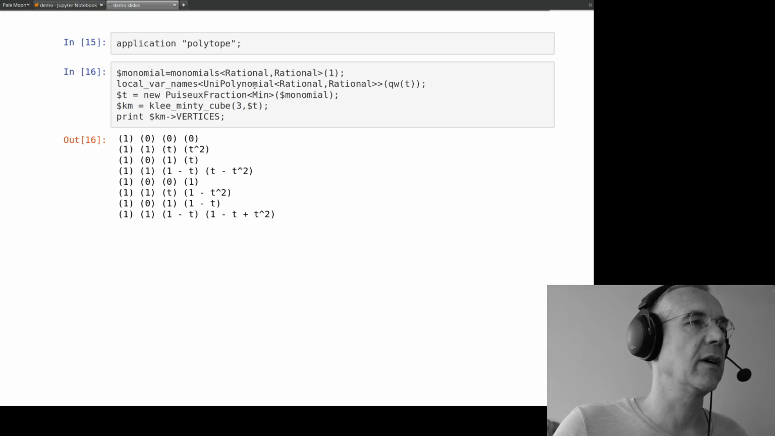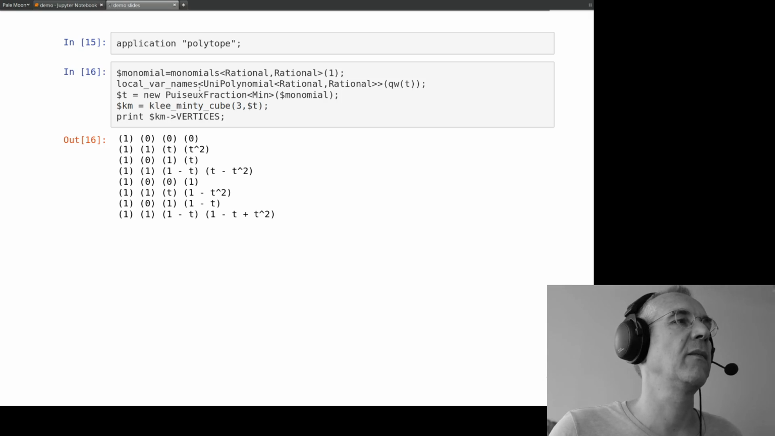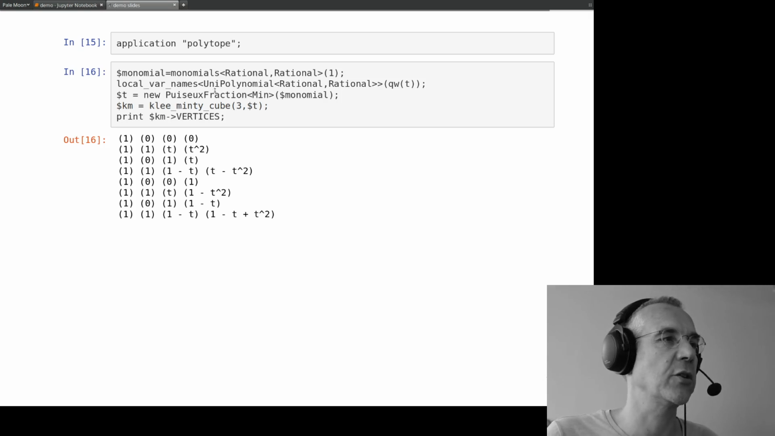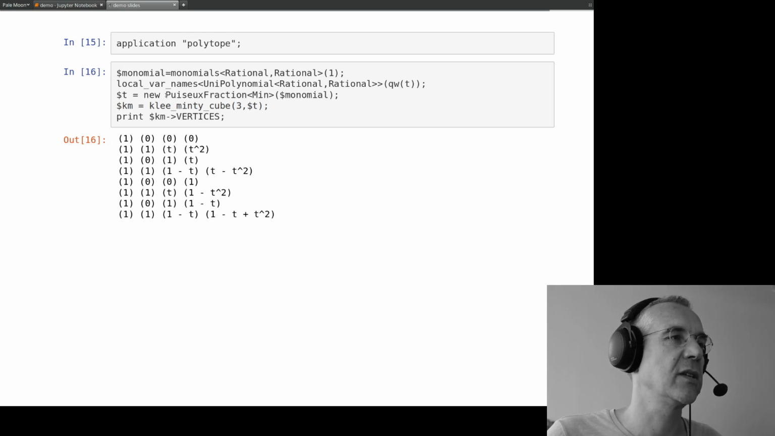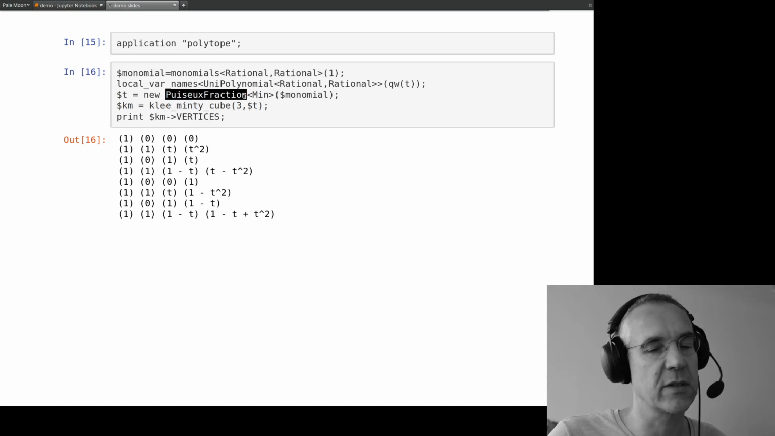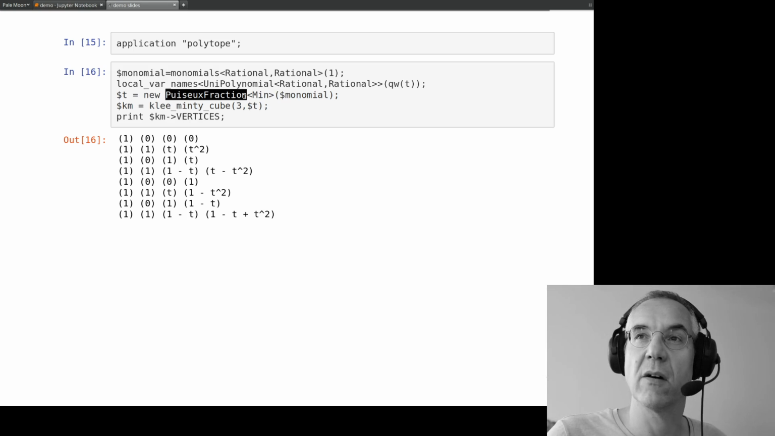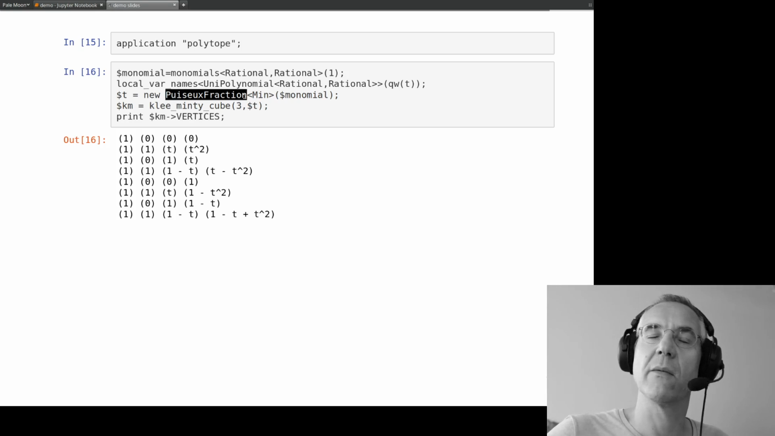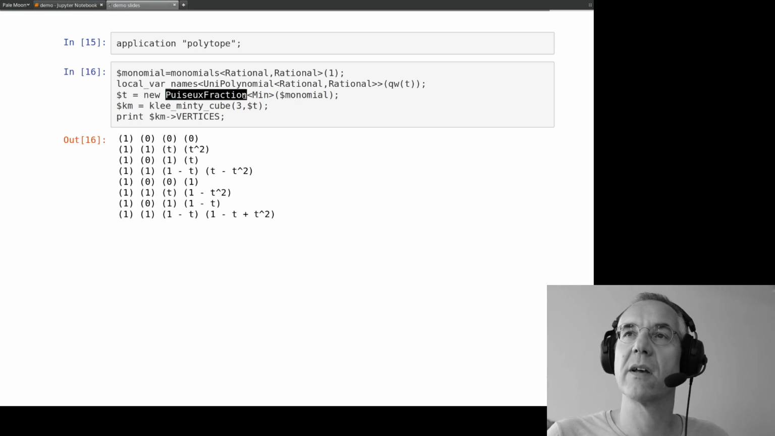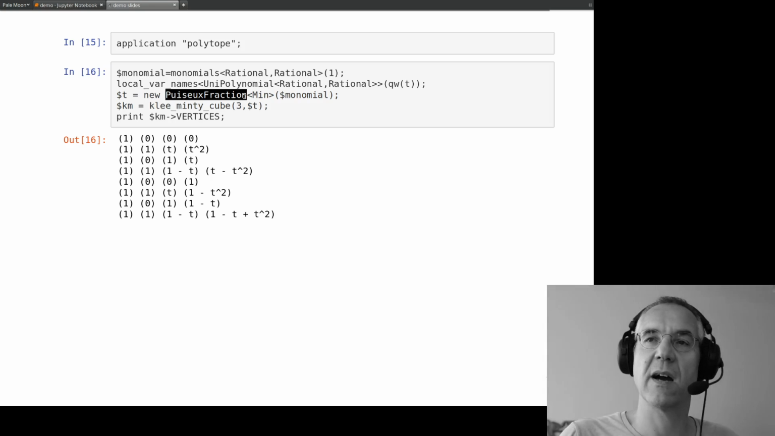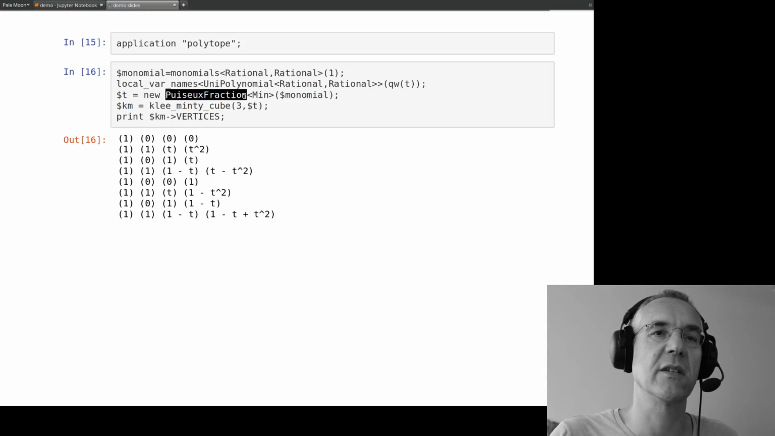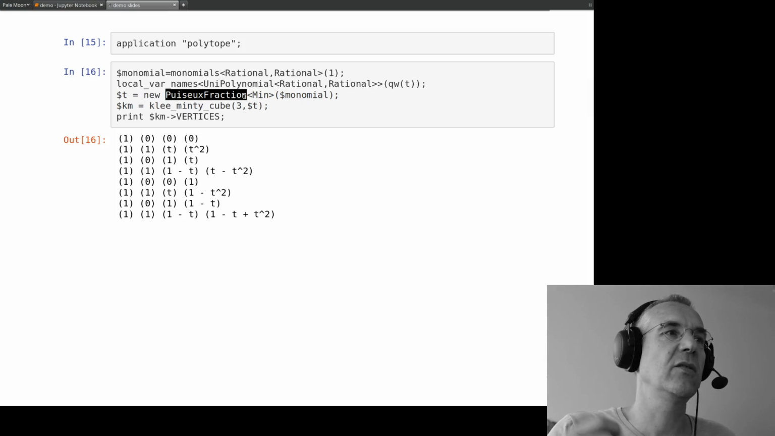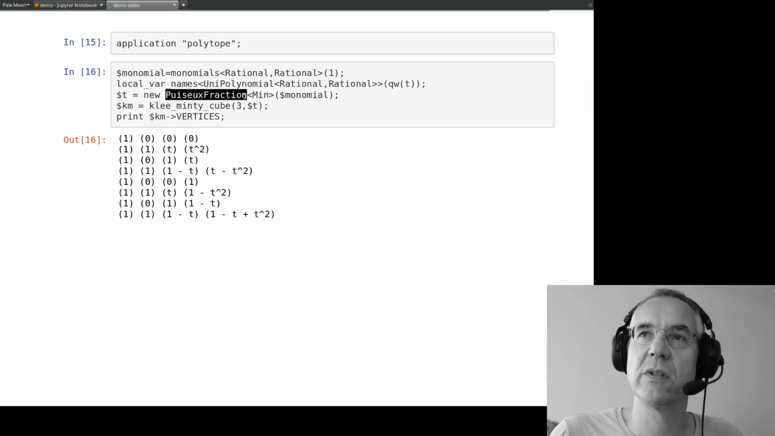So I'm computing with rational functions, and since I'm interested in optimization, I need to turn the field of rational functions in the one variable t into an ordered field. The expressions in that field are quotients of polynomials in t. But I need to define an ordering in order to make it an ordered field. So how do I do this?